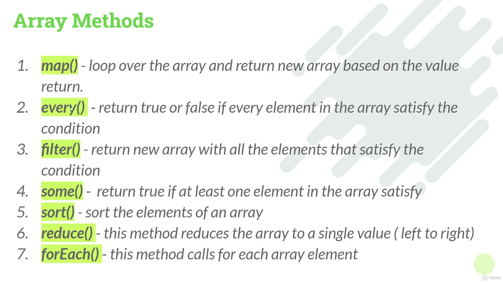Then there is the every method. It returns true or false depending on whether every element in the array satisfies the condition. Then we have the filter method that filters out the elements based on whether the condition is satisfied. Then we have the some method that returns true if at least one element in the array satisfies the condition. Then we have sort, with which you can sort an array. Then you have the reduce method that reduces the array into a single value. And then we have forEach, which you can consider as another form of loop in JavaScript. It runs over each element of an array. So let's go to our VS Code and start exploring these methods.